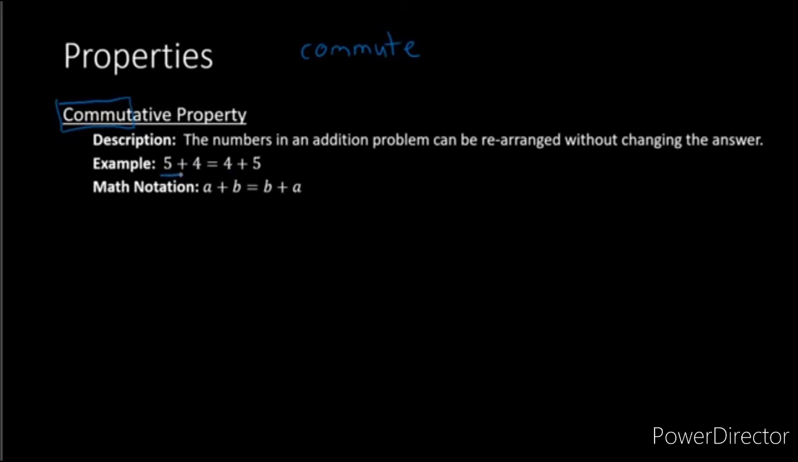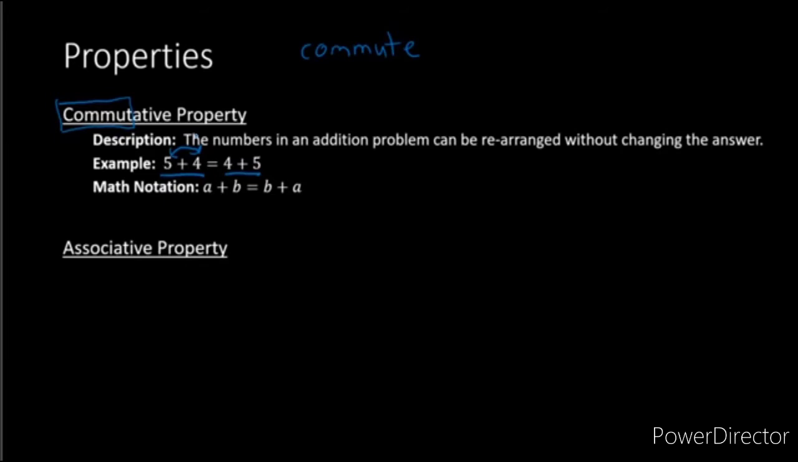Right here we see the 5 and the 4. We have 5 plus 4, but if we move the numbers around, so the 5 goes over here and the 4 goes in the front, notice the numbers are moving. So that is the idea of commute. So that would be your commutative property, is when you're moving the numbers around, and when you do that, it does not change the final answer.